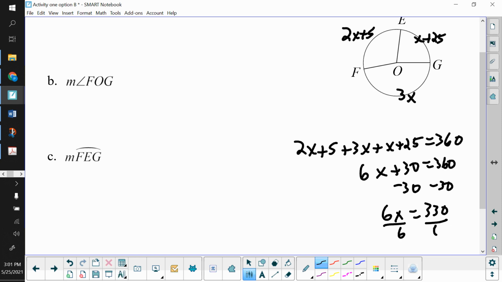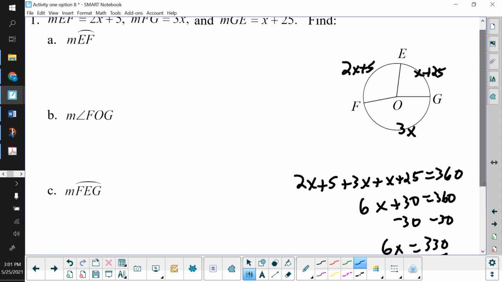And if we divide by 6, x is just equal to 55. So if we sub the 55 back in for x, 55 times 3 will tell us that this arc is really 165. 55 times 2 will give us 110, plus 5 more will give us 115. And then 55 plus 25 should give us 80.